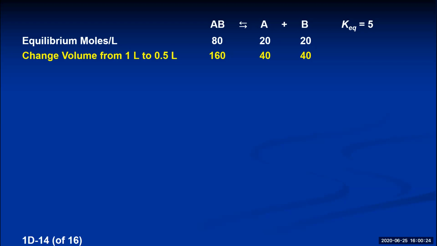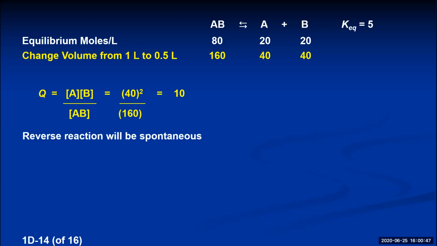Let's figure out which way it's going to have to shift to get back to equilibrium by calculating a Q value. So with my volume decreased to 0.5 liters, my Q value is 40 times 40 over 160, which equals 10. And that's bigger than the equilibrium constant. So for 10 to go back to 5, I'm going to have to wind up making that ratio smaller, so the denominator has to get bigger. So the reverse reaction is going to wind up being spontaneous.